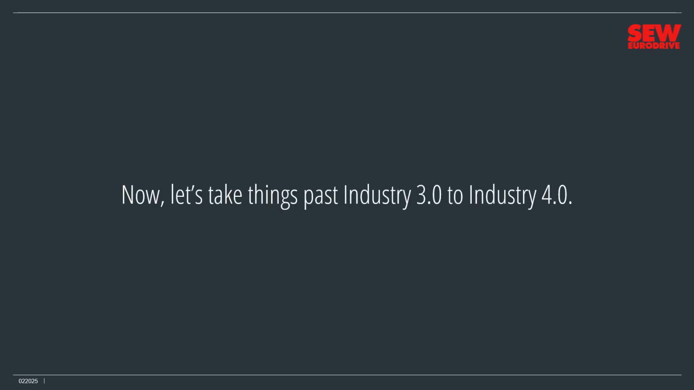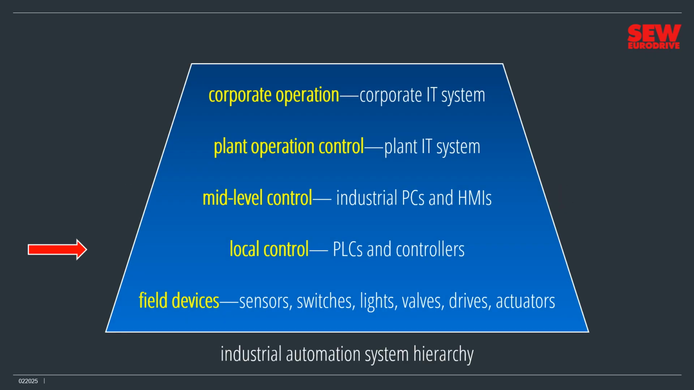Up to this point, nothing we've examined is different from what was available in the Industry 3.0 days. Now let's take things past Industry 3.0 to Industry 4.0. To do this, we add three more layers of control above the local control level. We'll start by examining mid-level control.